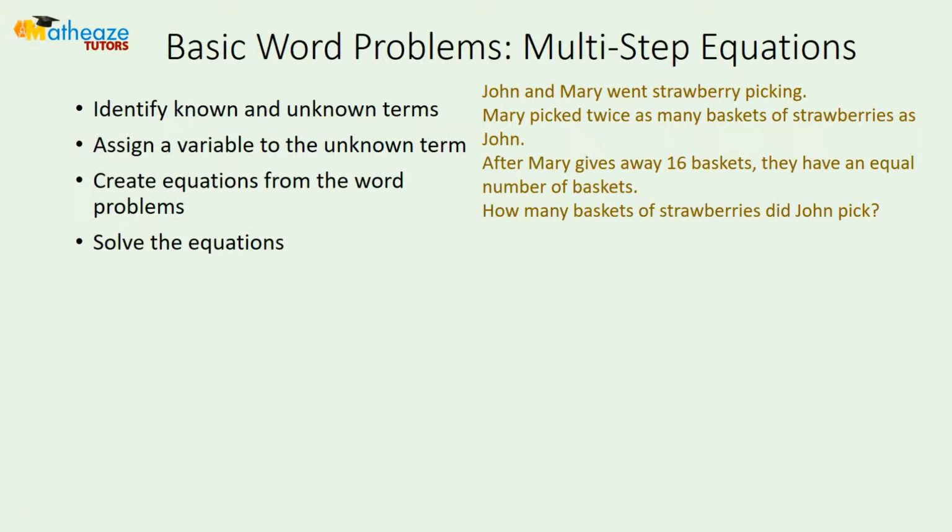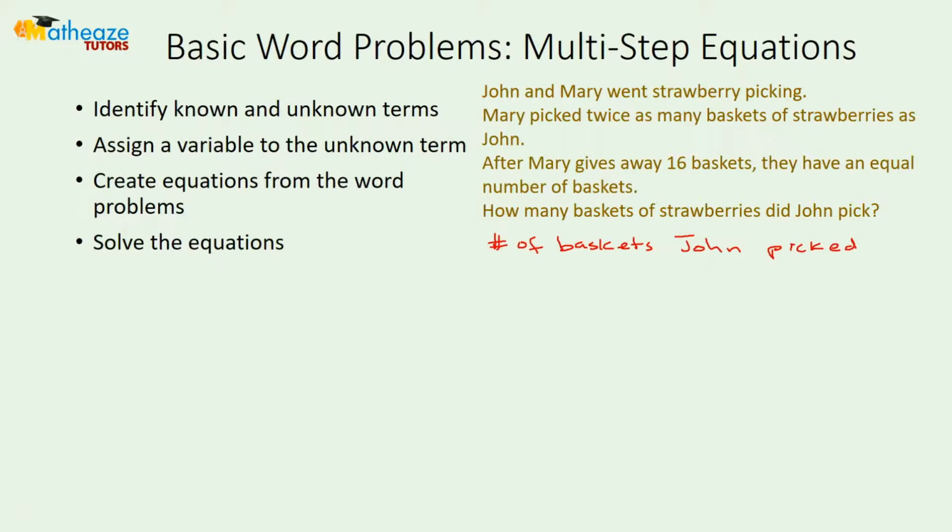So this one states that John and Mary went strawberry picking. Mary picked twice as many baskets of strawberries as John. After Mary gives away 16 baskets, they have an equal number of baskets. How many baskets of strawberries did John pick? So our unknown is the number of baskets John picked.